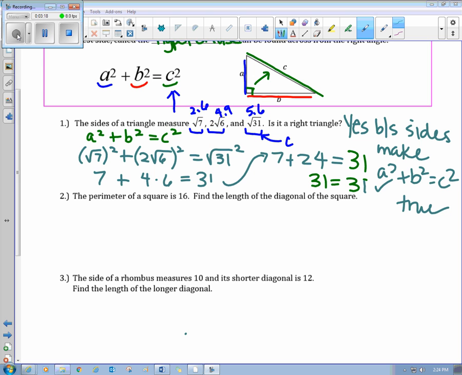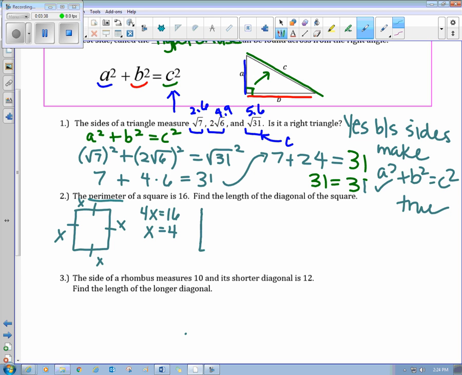For question 2, they're talking about a square. They're saying that the perimeter is equal to 16. Remember that all of the sides of the square are equal, so if one of them is x, they all are, which means I have 4 x's that add up to 16, which means each side is 4. They want to know the length of the diagonal.